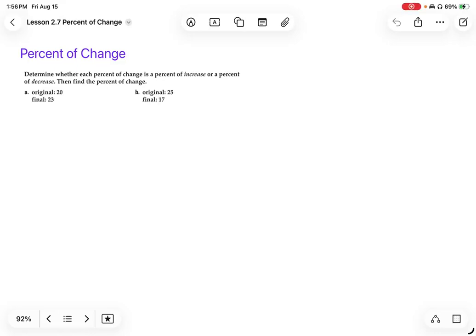So in these percent problems, we're going to determine, number one, whether we're having what is called a percent increase or a percent decrease, meaning is the amount going up or is the amount going down? And then we're going to figure out what is the amount going up or down by. And so the first part, deciding if it's a percent increase or decrease, is really easy.